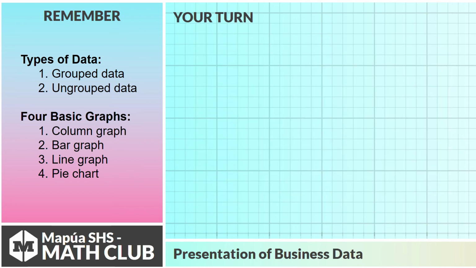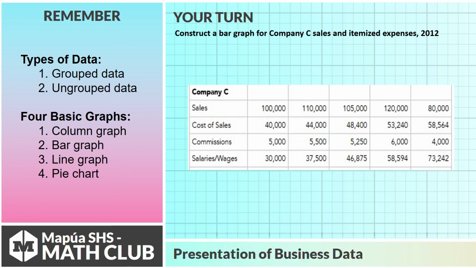Now your turn. Try creating your own graph. Using this set of data, construct a bar graph for company C's sales and itemized expenses for the year 2012.